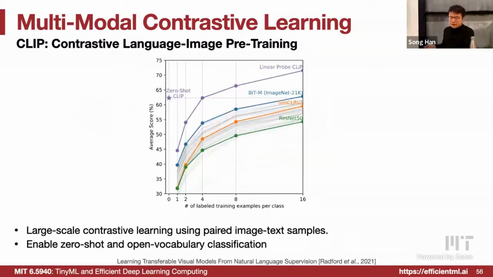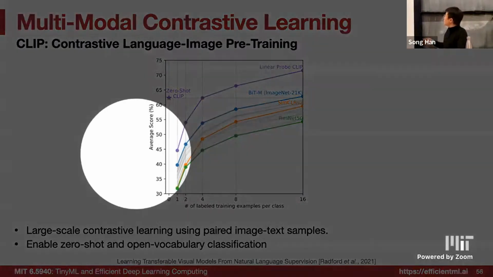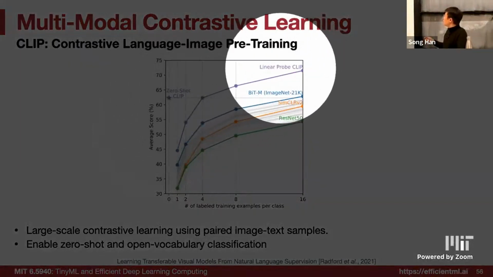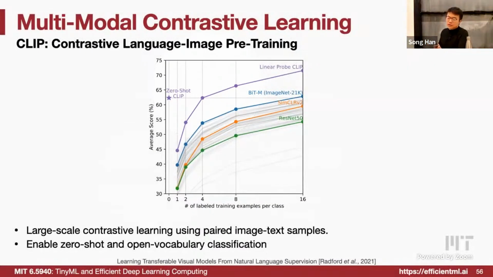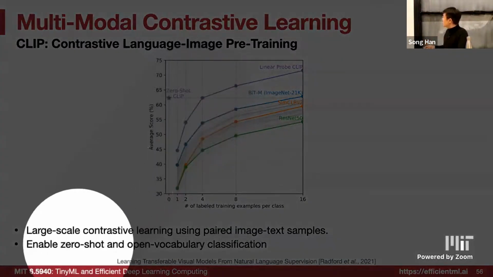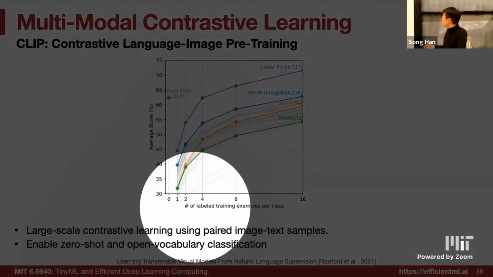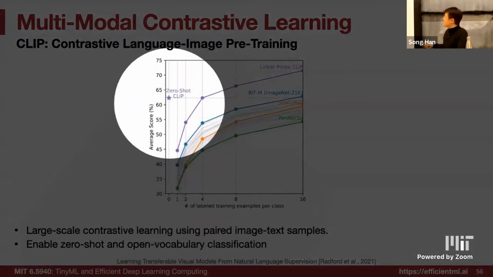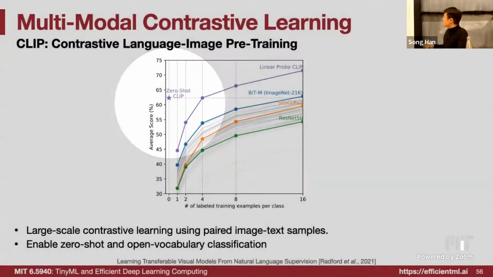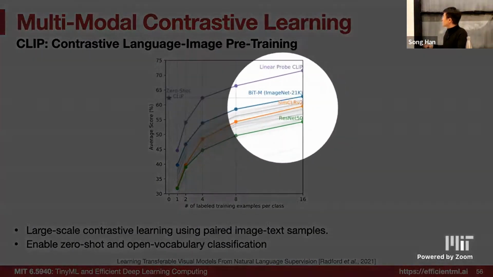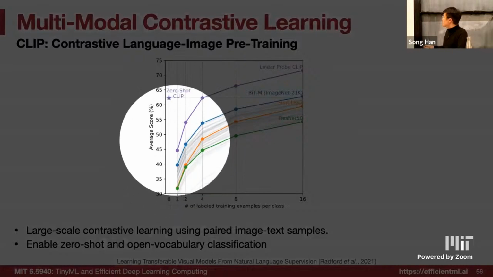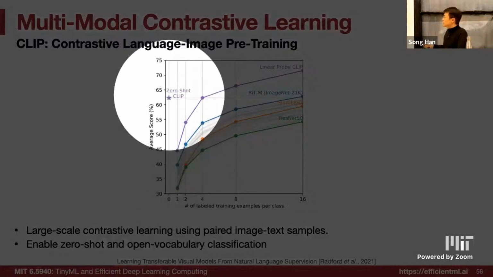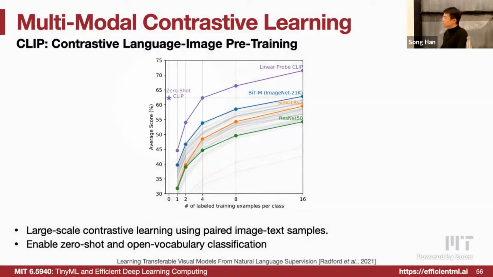This is showing the accuracy of zero-shot CLIP. This is linear probing for CLIP. Linear probing means just adding an FC layer to do the classification. And you can see it actually enables zero-shot. This is the number of labeled training examples per class. Even given zero labeled examples for a new class, it can give very decent prediction accuracy, versus conventional methods that require at least some amount of training data. It's pretty amazing. CLIP can enable zero-shot capability.